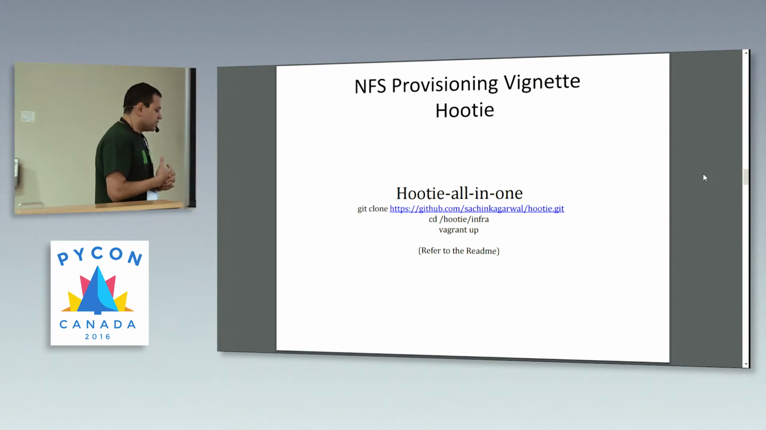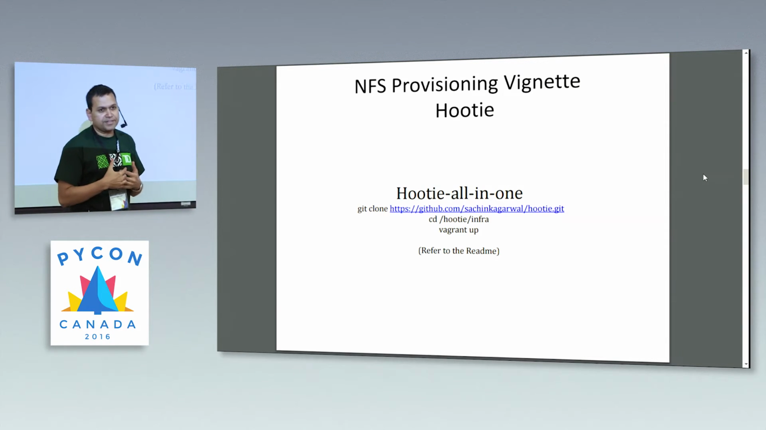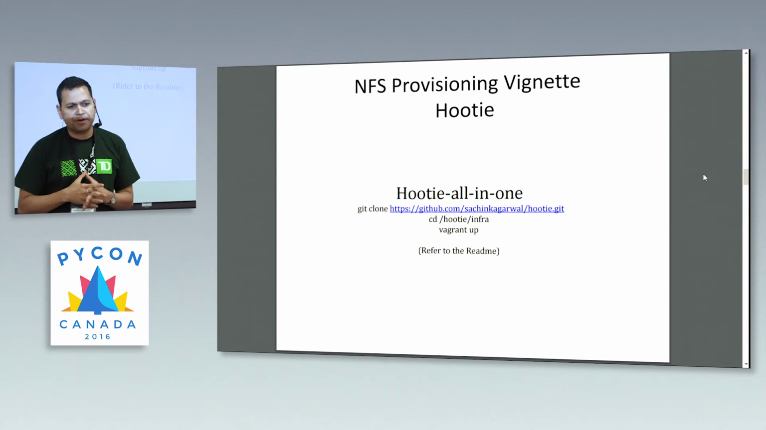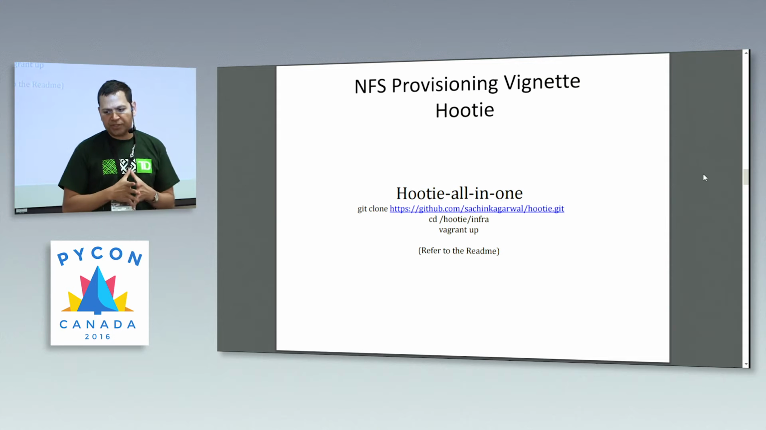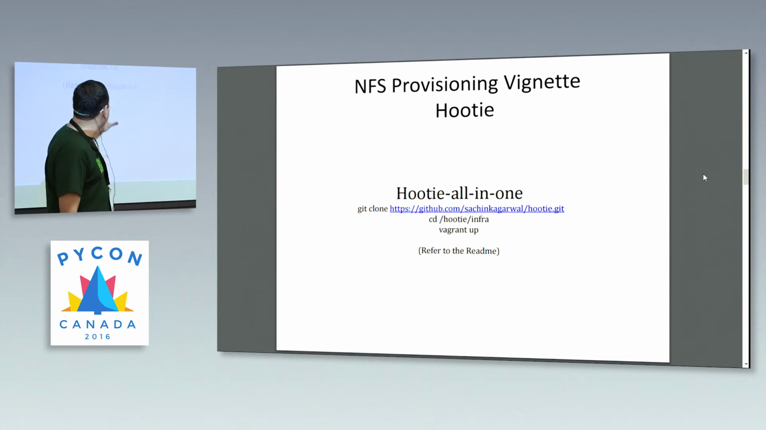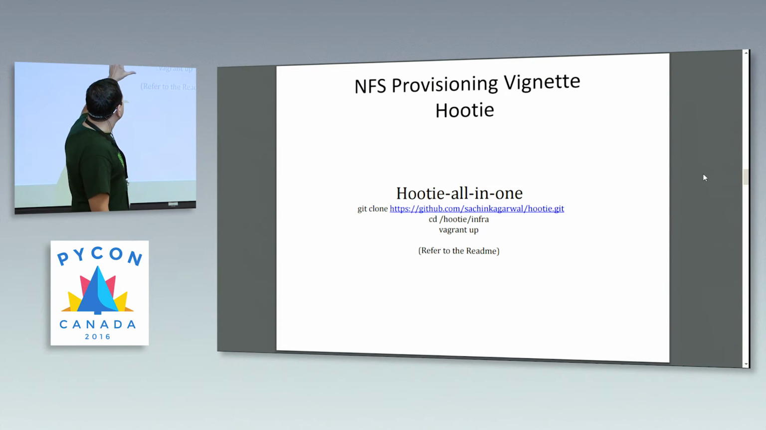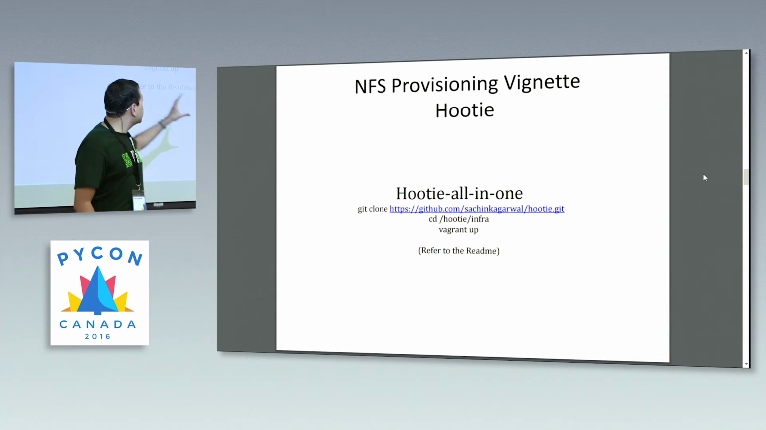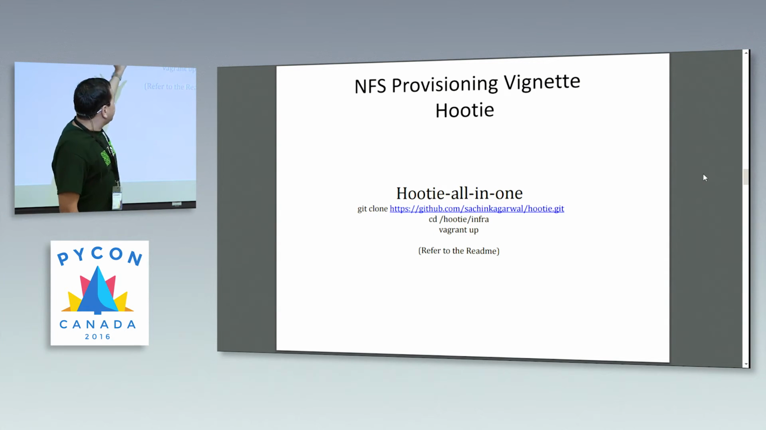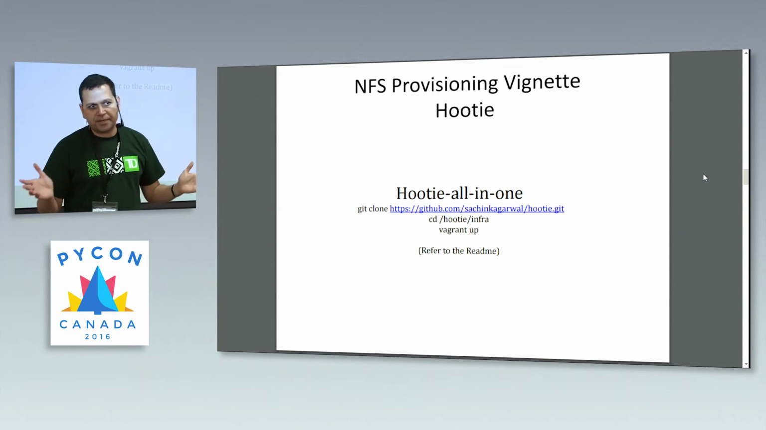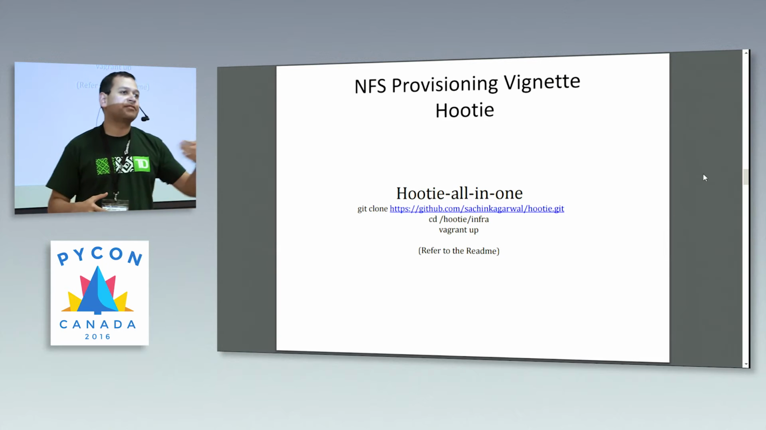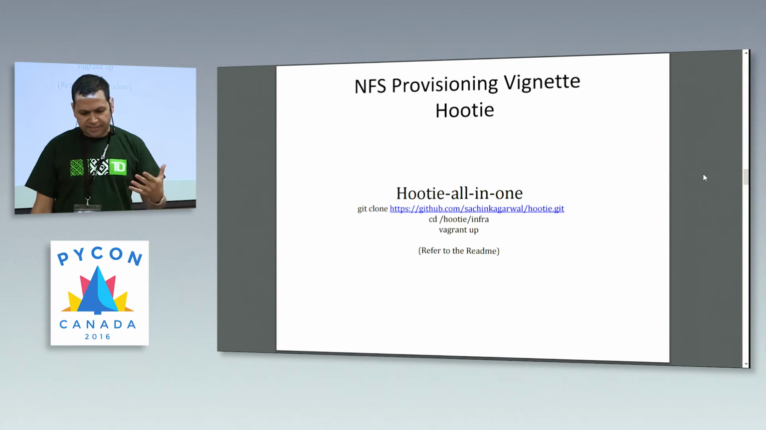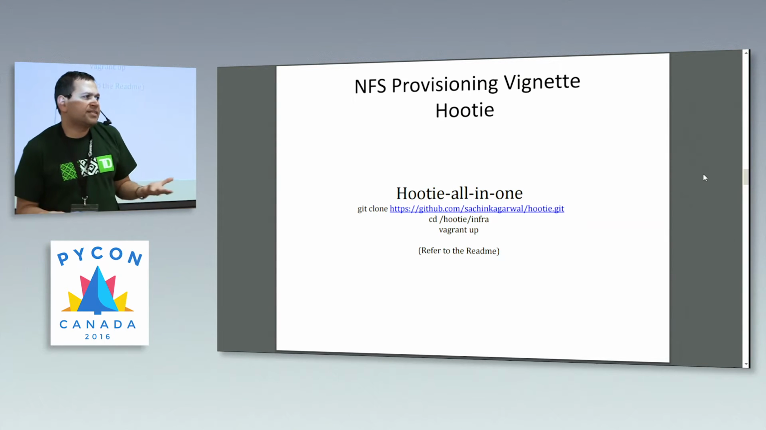So there are certain best practices or design patterns that you can start thinking about when you try to create your own API to drive infrastructure. And one of the things I did for this talk was to create a vignette. It's out there on GitHub. It's called Hootie, which is the name of my son's owl, but it's an NFS Provisioning Vignette, which means it's not a full product, but it gives you all those design patterns that you might use to create an API to drive infrastructure. So in this case, what it does is it creates a Linux NFS server.